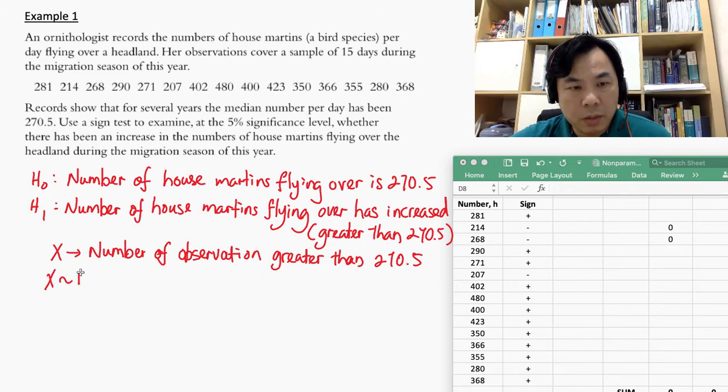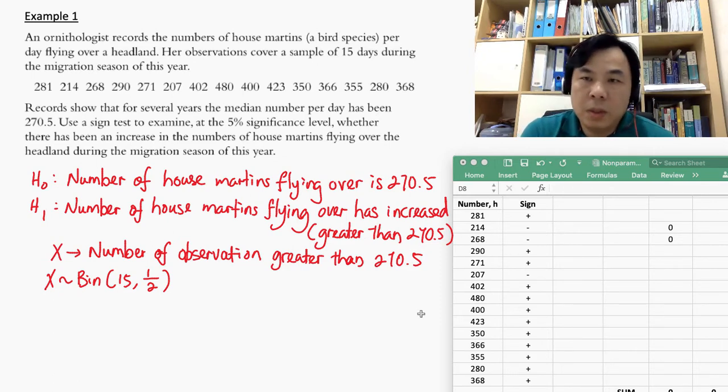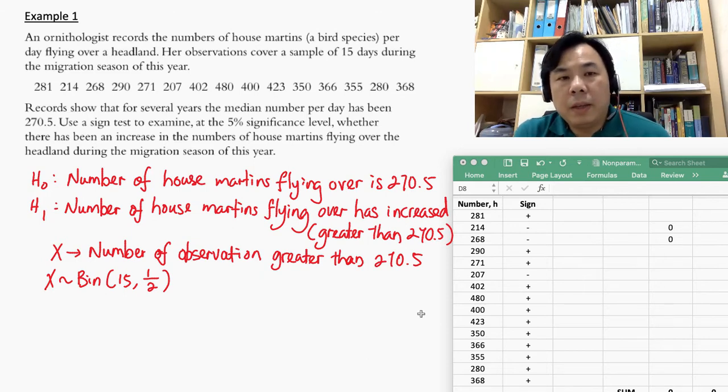the x can be represented as a binomial distribution, and then we have 15 sets of data here. The probability of the number of house martins flying over being greater than must be 50%. Less than also must be 50%. Right? So x represents the number of observations that is greater than 270.5 here.